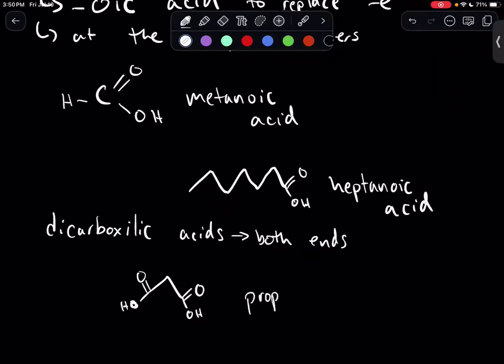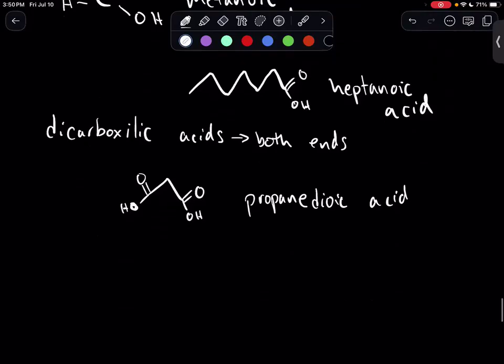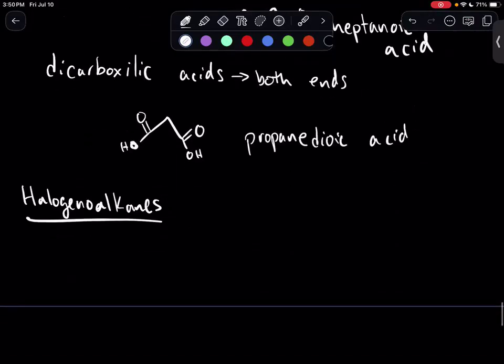This is propan, and we're actually going to add the E, propan dioic acid. This is the only case where you're going to do that. All right. So we're not dropping the E, we're just adding it to the end. Propandioic acid. Now, the last group is halogenoalkanes. And that will finish it up.